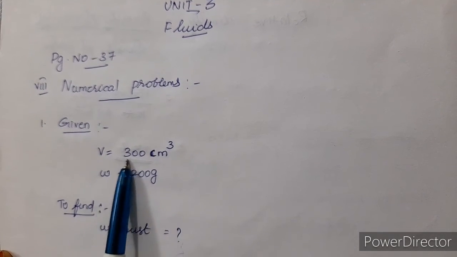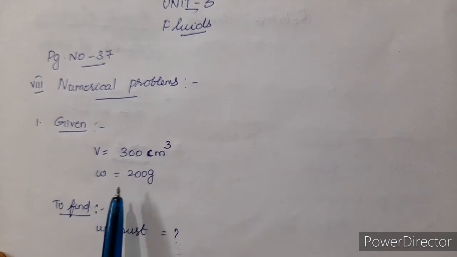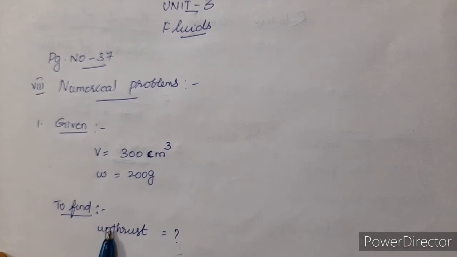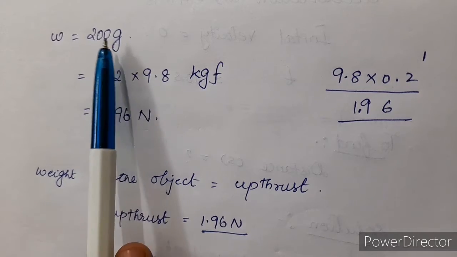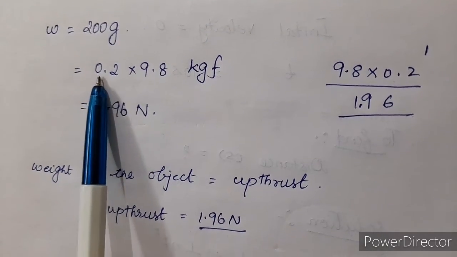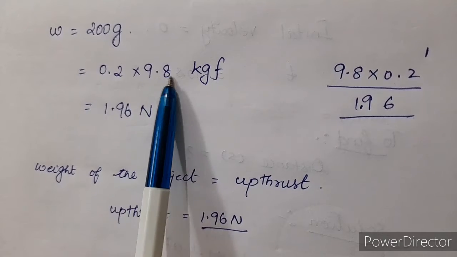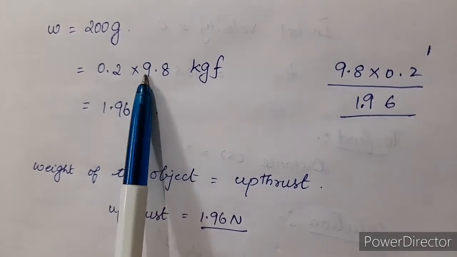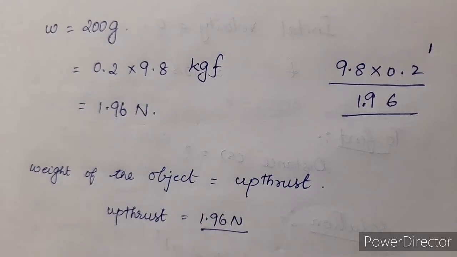Now here volume is given as 300 centimeter cube. What is the weight of the block? It is 200 grams. Now what we have to find out is the upthrust. When you convert this into kg, that will become 0.2, isn't it? Into 9.8, which is the gravity. We have to multiply by the acceleration due to gravity to convert it to kg force, isn't it?